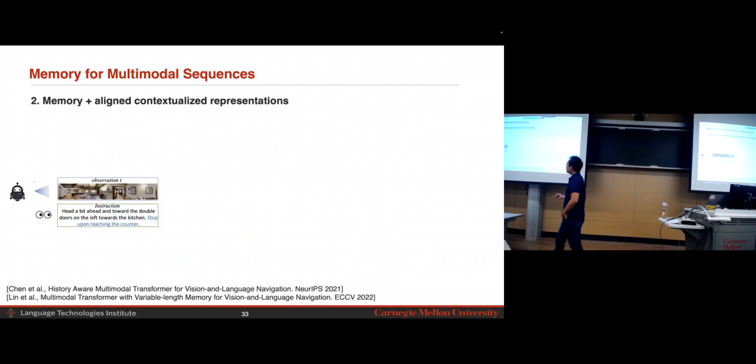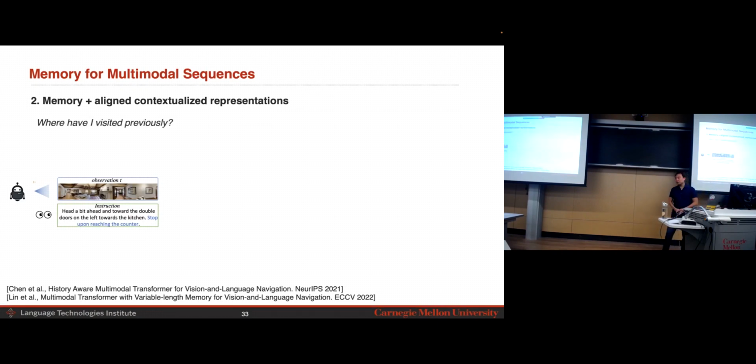The next thing I'm going to do is memory plus aligned representation. We look at fusion, representation, but also alignment. The motivating example here is that if you want to navigate a robot in this house, whatever state you're currently seeing is the observation, as the robot moves around. The instruction is: head a bit ahead and pull out the double doors on the left towards the kitchen and stop upon reaching a counter. So all these robots are good. You can train them using imitation learning, reinforcement learning. We'll go into more details about training these interactive robots next lecture.